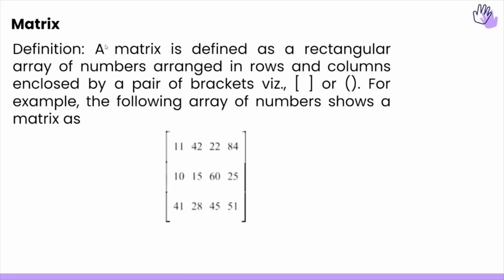So what is the definition of a matrix? A matrix is defined as a rectangular array of numbers arranged in rows and columns, enclosed by a pair of brackets, that is square brackets like that, or open brackets. For example, the following array of numbers shows a matrix like this, right? Here you can see 11, 42, 22, 84, 10, 15, 60, 25, 41, 28, 45, 51. All these are numbers, right?